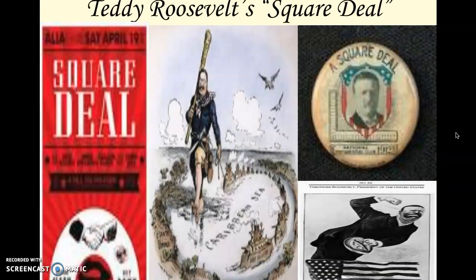His deal, not to be confused with his nephew's deal, his political platform was called the Square Deal. Everybody's going to have equal. Everybody's going to have a little bit better, a little bit more of what they have now, and they're going to make the most of that.